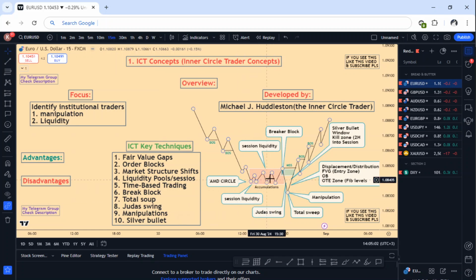And then below each session there is a manipulation point, because of other people who are early buyers in this case and early sellers in this case. So this is where, especially on the session open, the AMD cycle begins, where we have accumulation, and then manipulation using the Judas swing, and then we have the distribution or displacement.